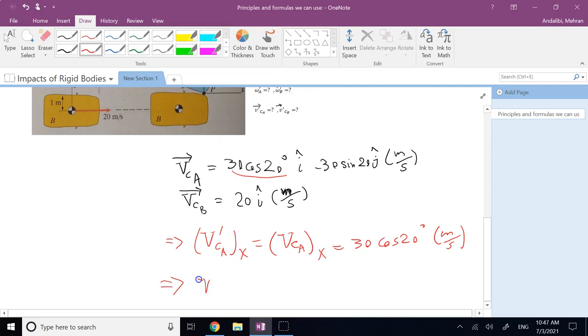The same thing for object B. V prime of C of B, the x component, is the same as V of center B x component, and that is equal to this guy, 20.